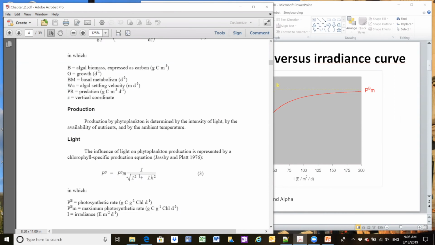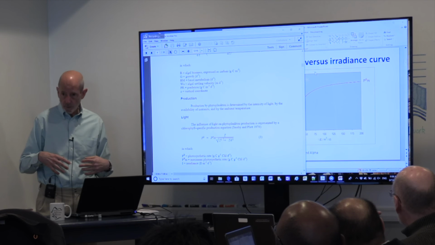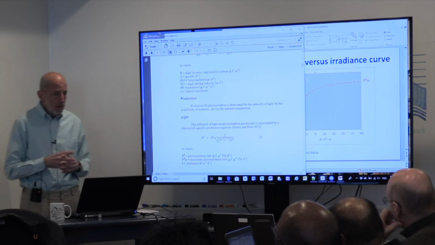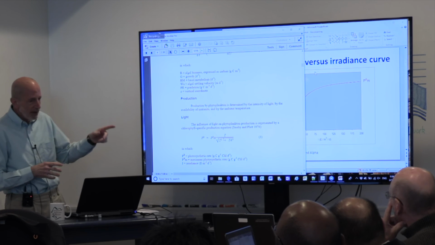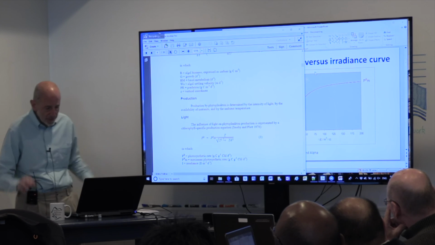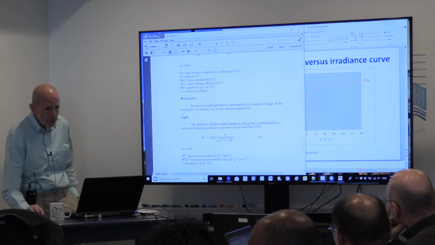And you can see if the actual irradiance is much, much greater than IK, this square root term is effectively unity, and the production would be the maximum value. If I is much, much less than IK, then the actual realized production is much, much less than the maximum. It's almost like a Michaelis-Menten. Yeah, it is. But for whatever reason, Jassby and Platt use a square root. It's just like a Monod or whatever.